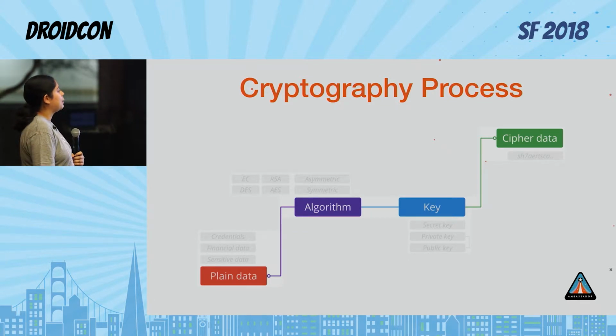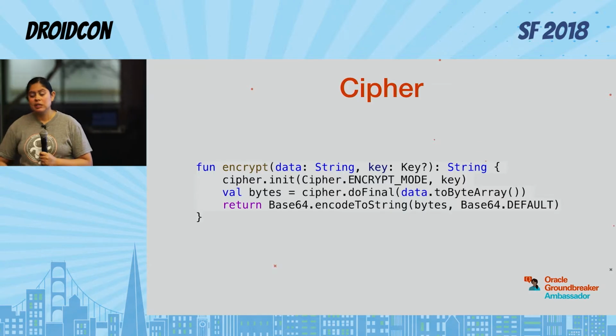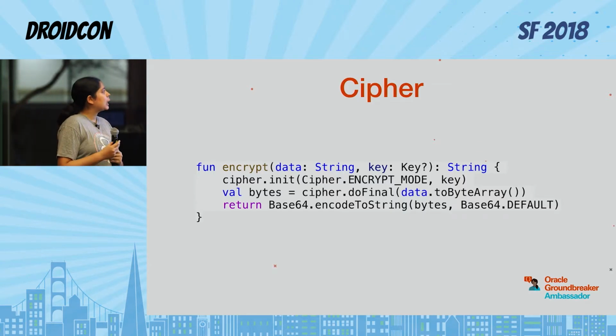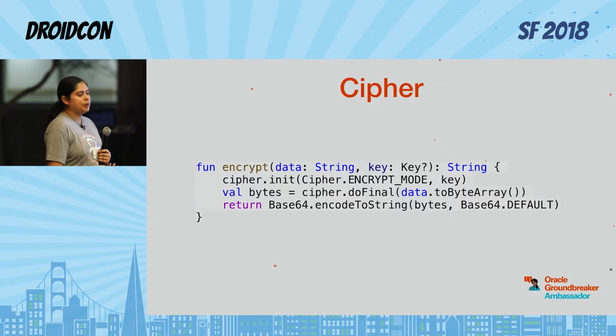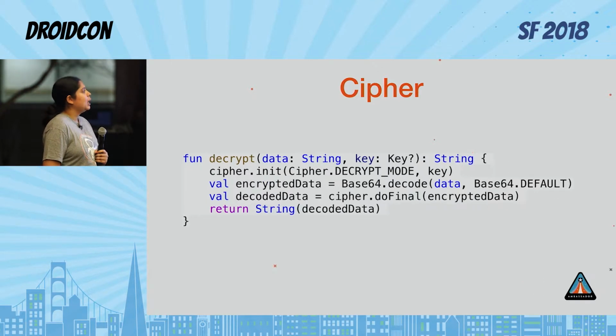So now we have our plain data. We will choose an algorithm, and we will combine it with a key or a pair of keys, and we will create our cipher information. So this is a small example of how I can use the cipher to encrypt information. I am sending string data, I am sending a key, and with the cipher, I will encrypt this information, and I will get the encrypted information. And this is the way where I can decrypt this information.